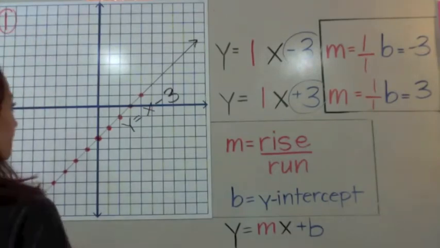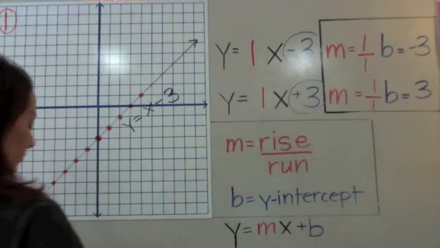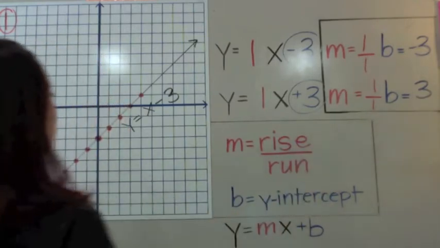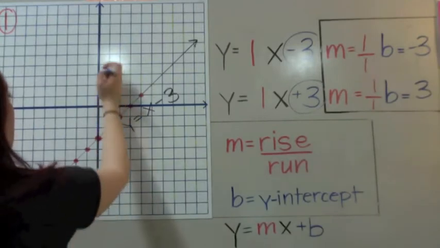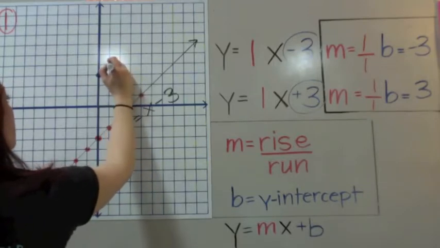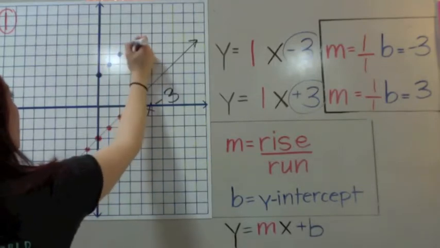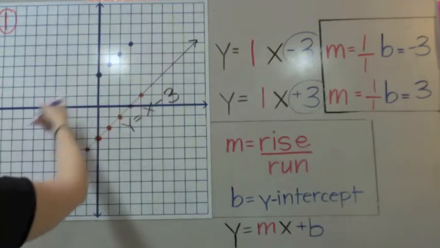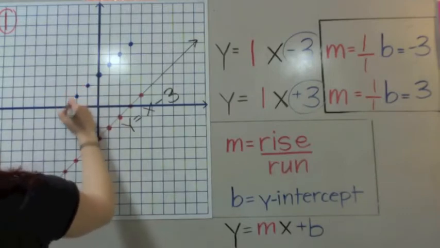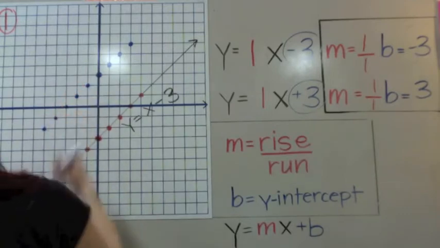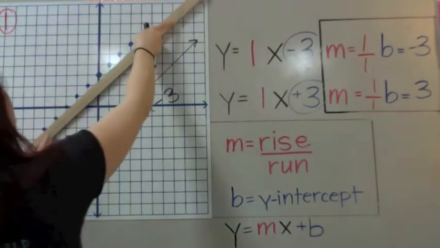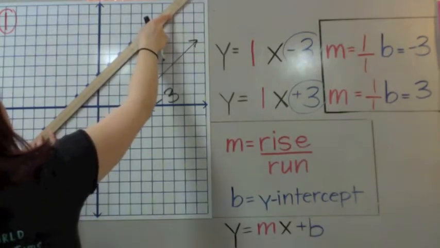Now let's graph the second line. The second line, the y-intercept starts where? What's the y-intercept? It's +3. So we're going to start at 0, 1, 2, 3. And again, go up 1 and over to the right 1. Up 1, over 1, up 1, over 1. We can also go in the negative direction. Down 1 to the left 1, down 1, over 1 to the left, and so on. Okay? The more points that you have, the better. So we're going to connect the points to make a line.